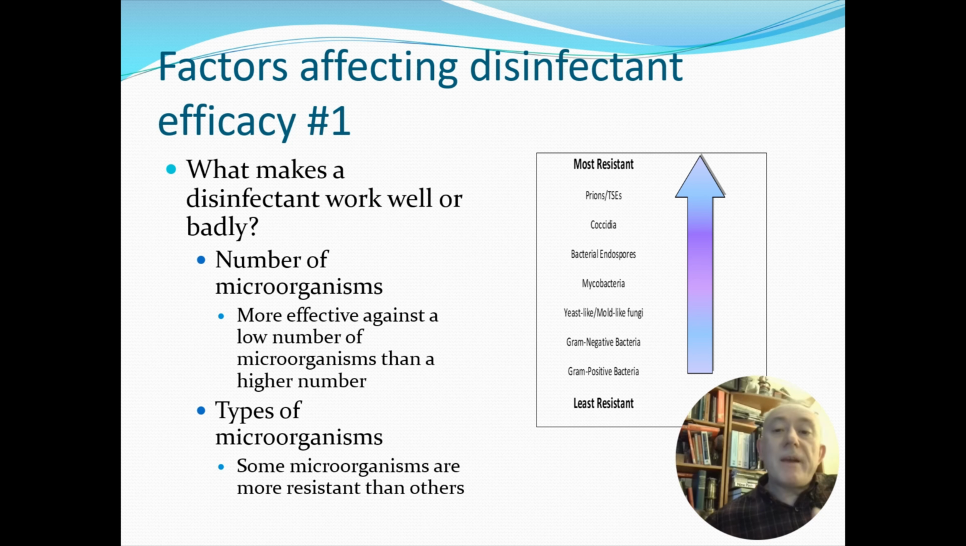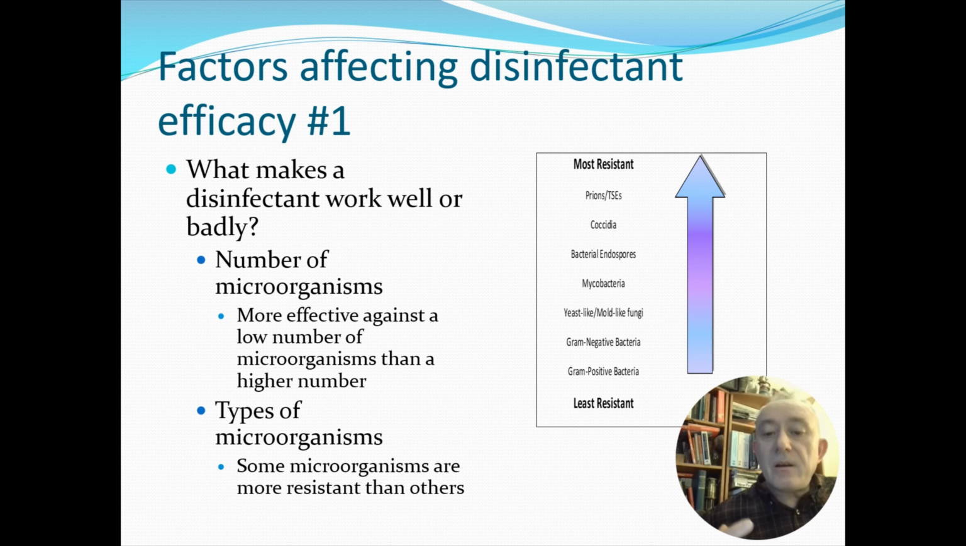So what makes a disinfectant work well or badly? Well, there are different factors. So we have things like the numbers of microorganisms. So obviously the more microorganisms there are, then the more challenging it is going to be for the disinfectant to achieve the widest level of kill. And most are going to be effective against lower populations compared to higher populations. In higher populations, we may get survivors or persister organisms.